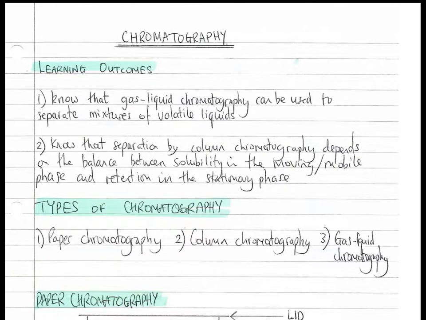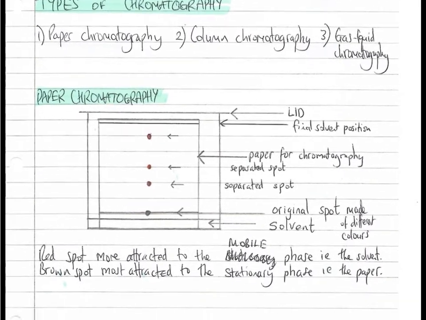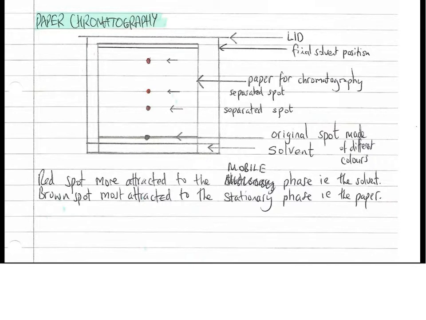So there are three types of chromatography to be aware of: paper chromatography, which you learnt about in Year 7, column chromatography, and also gas-liquid chromatography. We'll set the scene with paper chromatography first, so you get an understanding of what the other concepts are about. With paper chromatography you have a stationary phase, which is the paper. You have the mobile phase, which is the solvent. You have the sample, which is a spot, let's say from a pen, which has different dyes in it, and these dyes are separated.